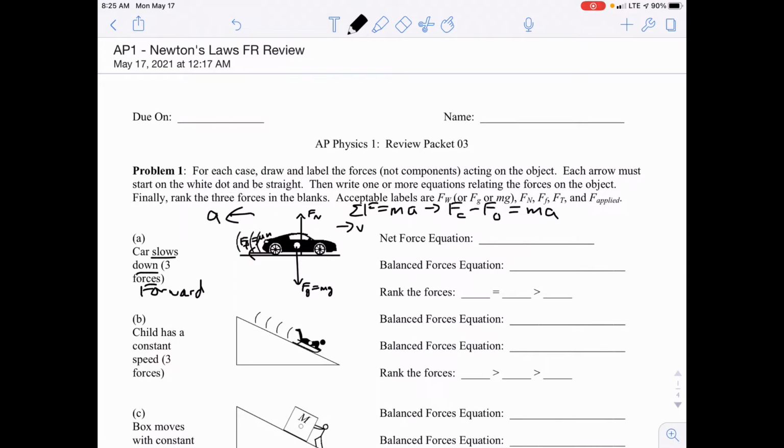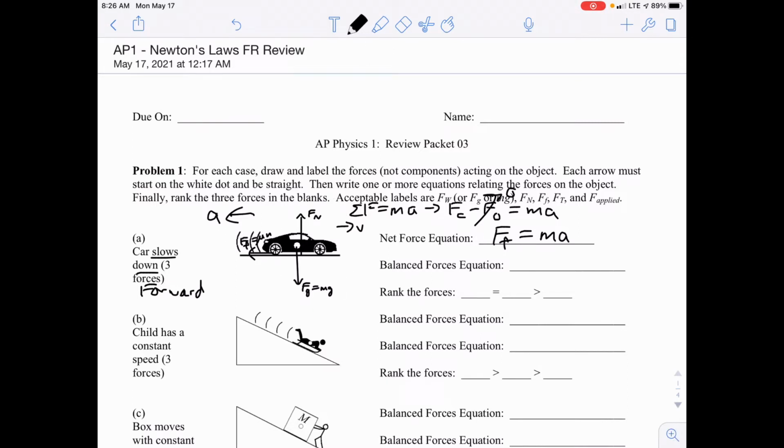So which force goes in the direction of acceleration? Well, that would be friction. There is no opposing force. So in this case, friction equals MA. Now, the balanced forces, of course, would be the forces in the y direction.